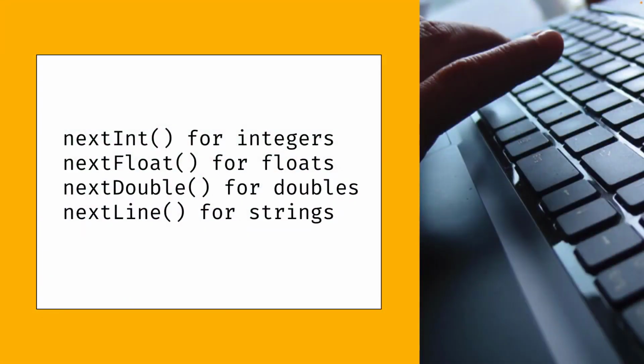The Scanner class provides several methods to read different types of input. We can use nextInt for integers, guess what, nextFloat for floats, nextDouble for doubles, and nextLine for strings. These methods just read the next input value of the specified type. Let's see an example in IntelliJ.